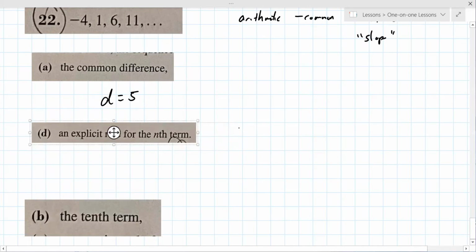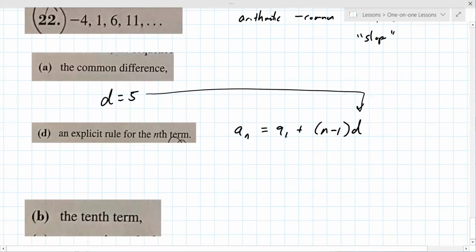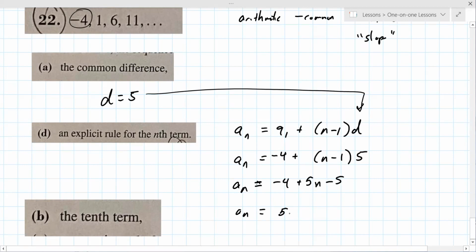So the formula is a sub n equals a1 plus n minus 1 times d. Did you see that in class? Yes, I've seen that. Okay, so we have the d. Do we have the first term? Yeah, it's minus 4. So we can put this in. Minus 4 plus n minus 1 times 5. This is correct, but not preferred. They would expect you to simplify, so you have to distribute in. a sub n equals minus 4 plus 5n minus 5. So a sub n equals 5n minus 9. So that's the answer to part D.